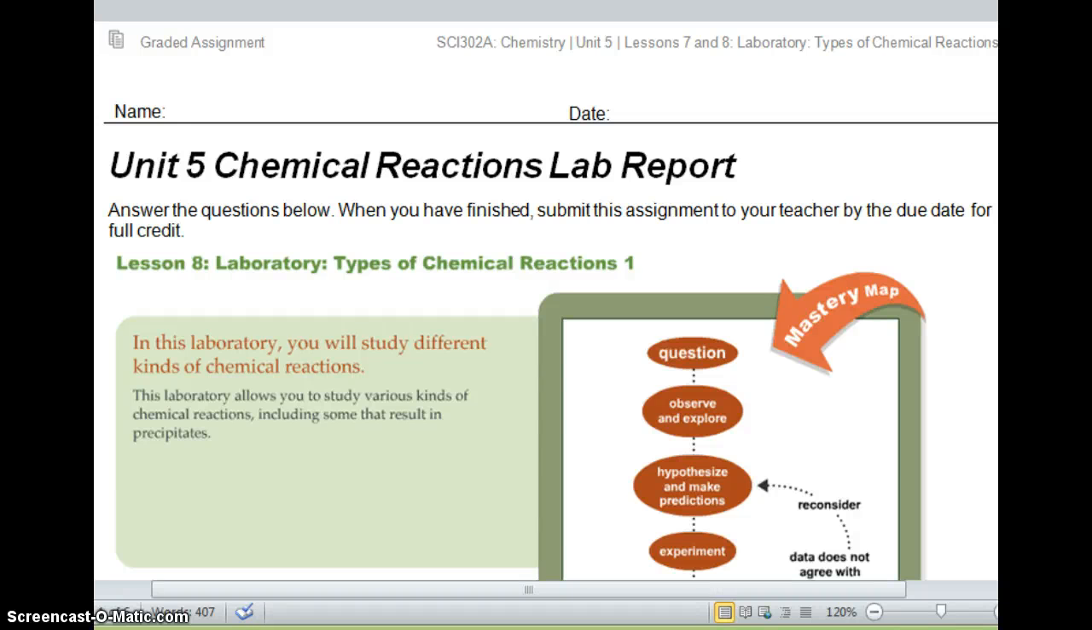I'm Mrs. KJ and I'm going to go over the Unit 5 Chemical Reactions Lab. In this lab, you will study different kinds of chemical reactions, including some that result in precipitates. All right, we've seen this word a lot this year in chemistry. Do you remember what it means?